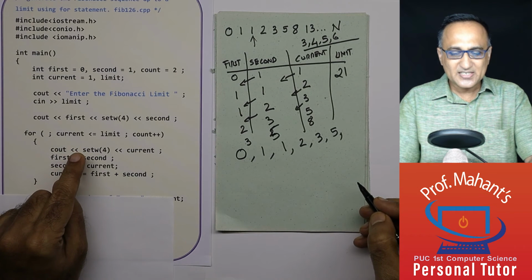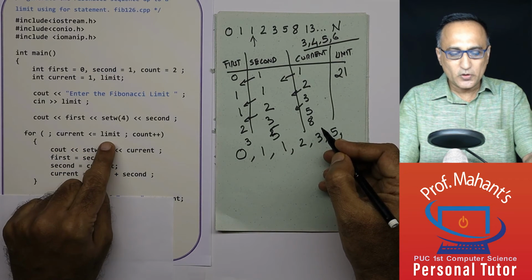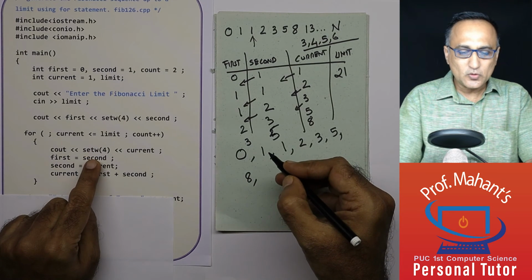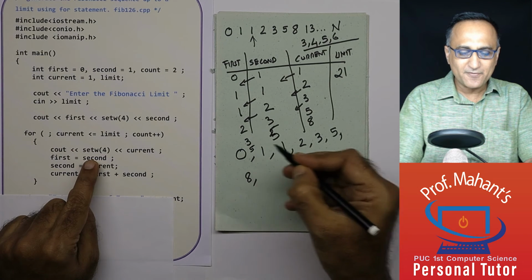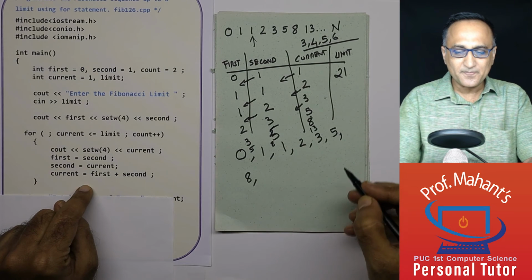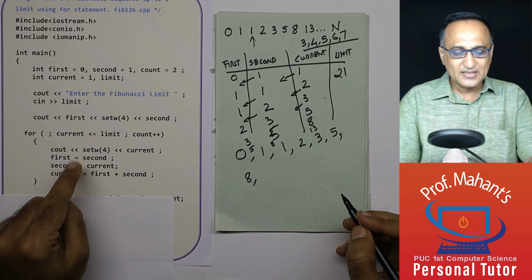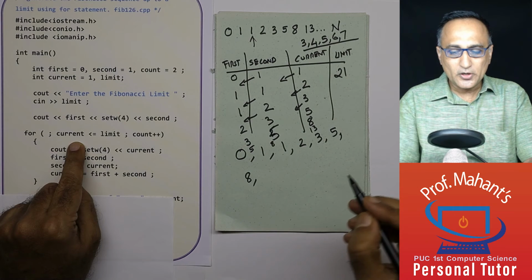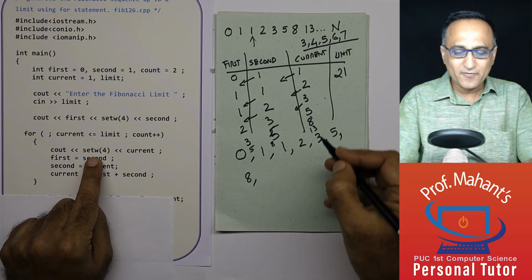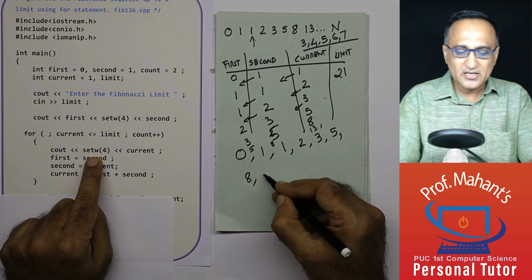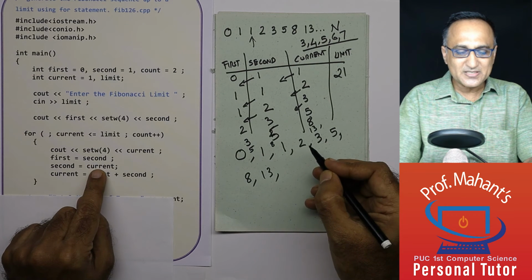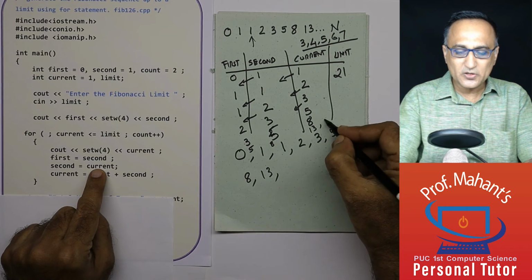So let's continue. 8 is less than or equal to 21, so I print 8. Now first becomes 5, second becomes 8, and current is 8 plus 5, which becomes 13. Count becomes 7. 13 is less than or equal to 21, true. Count has become 7, that's fine. Now I print the value of current, which is 13. Now first becomes 8, second becomes 13, and current is 13 plus 8, which becomes 21.